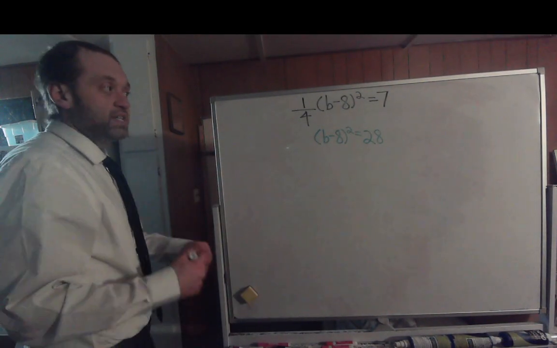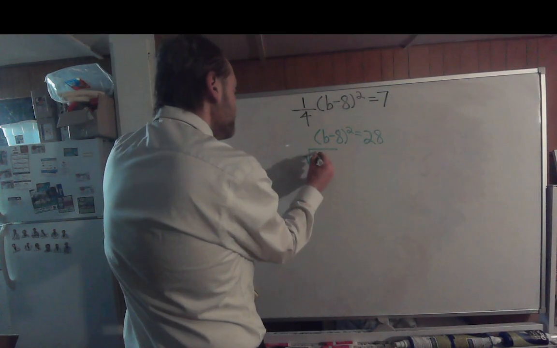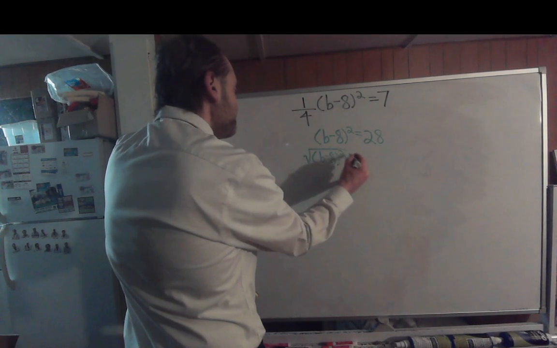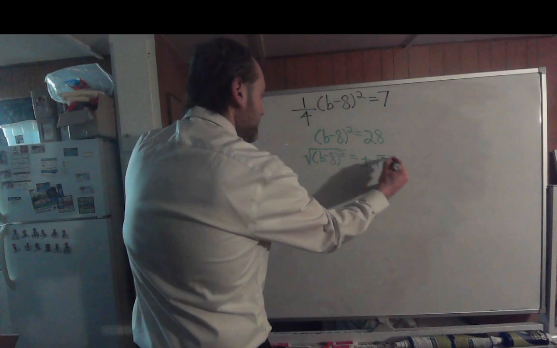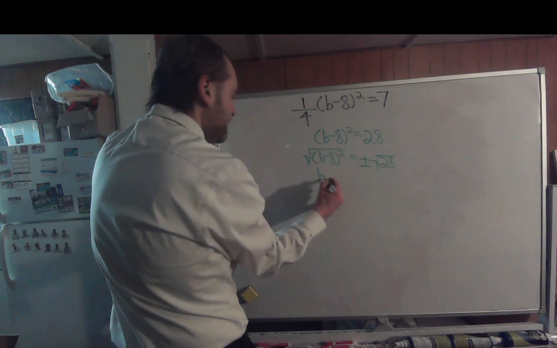Now we can proceed to take the square roots of both sides. So the square root of b minus 8 raised to the second power is going to equal plus and minus the square root of 28. So the left side, you would just get b minus 8.